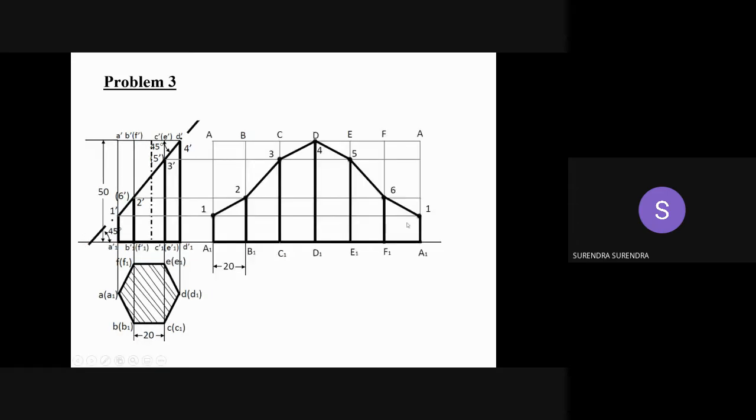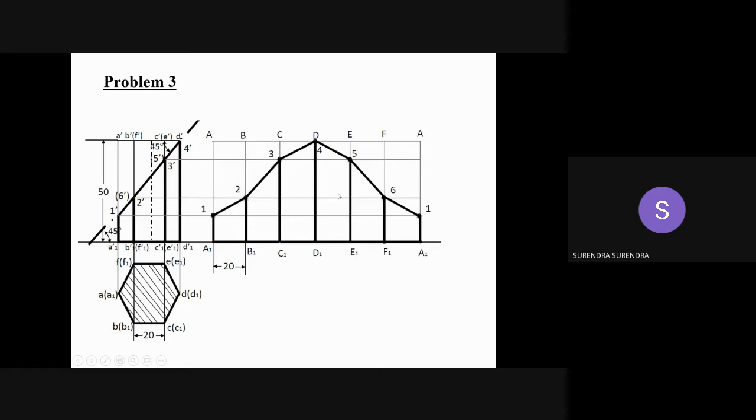Now, drawing the development surface. First draw the development surface, length equal to the total perimeter 6 into 20, 120 mm, and height 50 mm. Complete the rectangle and draw the parallel lines at every 20 mm, indicating the parallel straight edges. Now draw the projections from 1 dash. 1 dash is on the edge A.